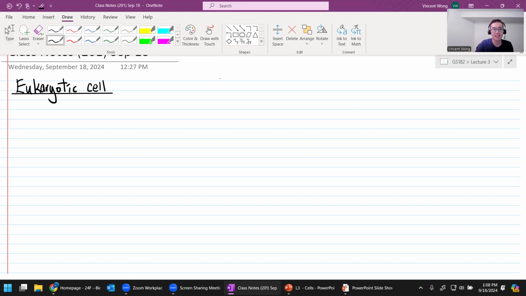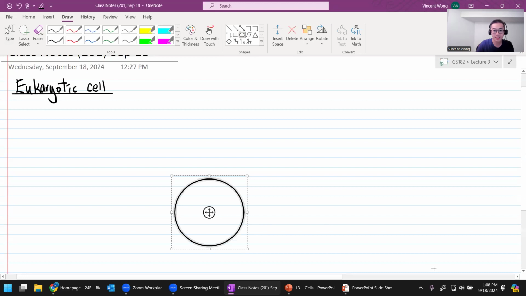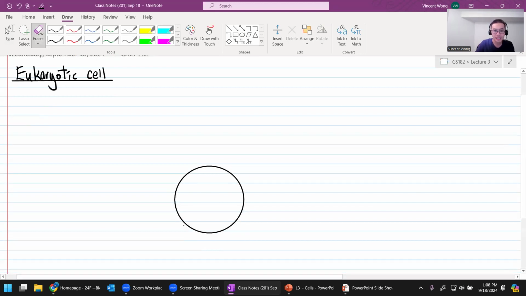So we will start with this one. This circle, this sphere, is going to be our nucleus, which is a defining feature of a eukaryotic cell. If I give you a cell and ask you whether it's eukaryote or prokaryote, the easiest way to tell is to see if they have this spherical structure in them, whether or not they have the nucleus.